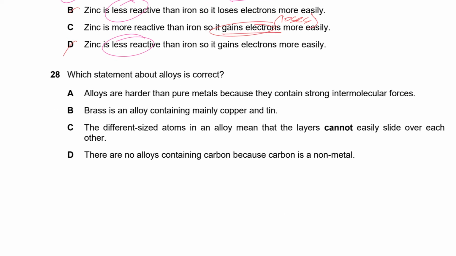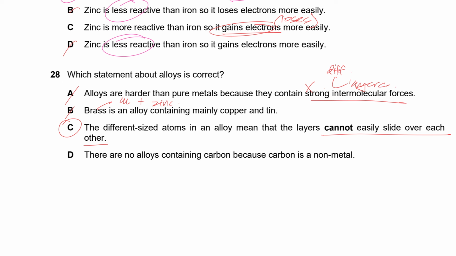Which statement about alloys is correct? Alloys are harder than pure metals because they contain strong intermolecular forces. No, because of different size atoms, the layers cannot slide over each other. It's not about intermolecular force of attraction. Brass contains mainly copper and tin. No, brass contains copper and zinc, not copper and tin. So B is wrong. Different size atoms in an alloy mean that the layers cannot easily slide over each other.